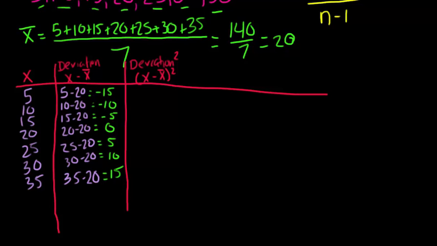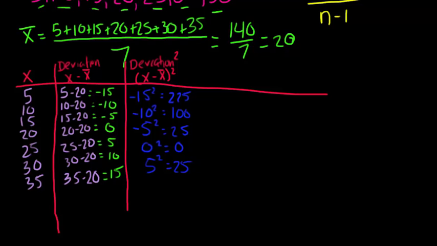Negative 15 squared is 225. Negative 10 squared, 100. Negative 5 squared, 25. 0 squared, 0. 5 squared, 25. 10 squared, 100. And 15 squared, 225.